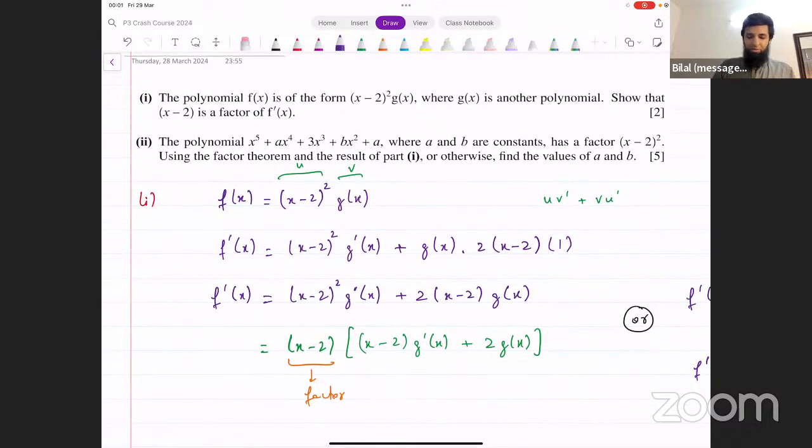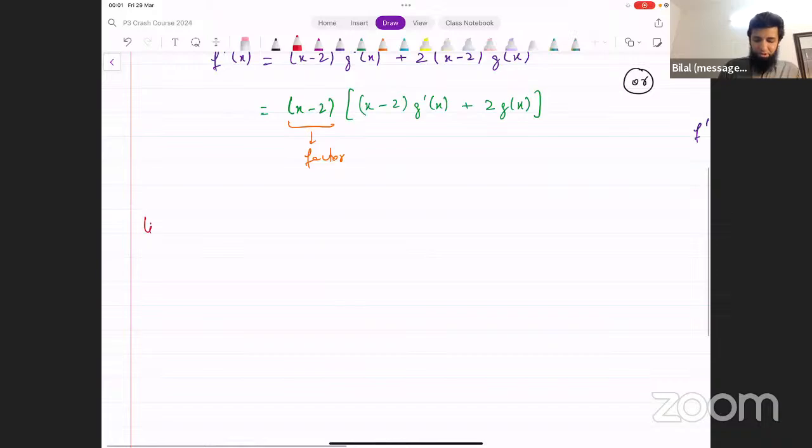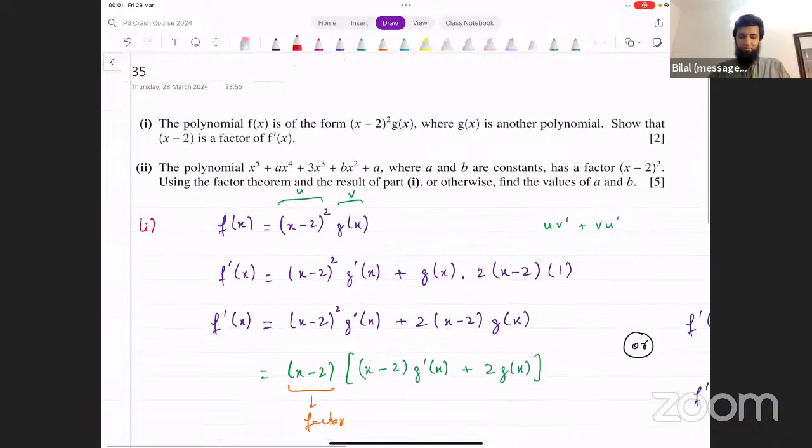Now let's look at the second part. Part 2 says the polynomial x raised to the power 5 plus ax raised to the power 4 plus 3x cubed plus bx² plus a, where a and b are constants, has a factor x minus 2 whole squared. Using the factor theorem and the result of part 1 or otherwise.